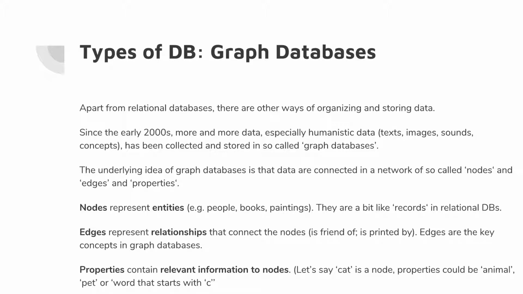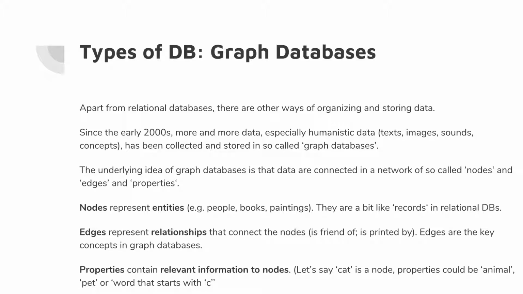So, since the early 2000s, roughly speaking, more and more data, and especially humanistic data, think about texts, images, music, or something abstract like philosophical concepts, have been collected and stored in so-called graph databases. And the underlying idea of a graph database is that the data are connected in a network of so-called nodes and edges and properties. So, now what's that?